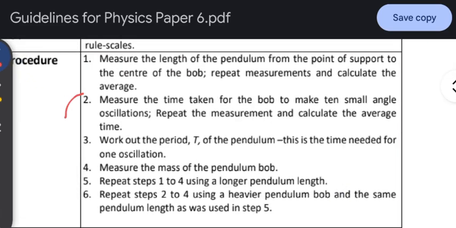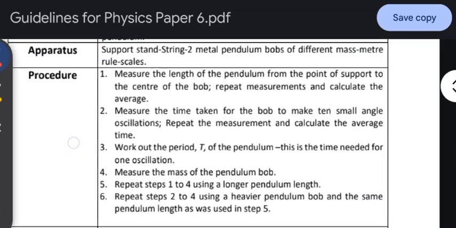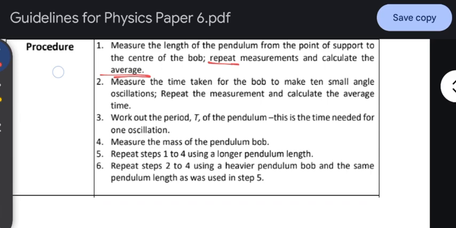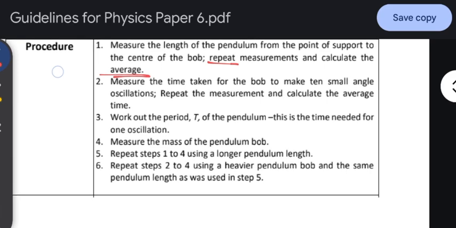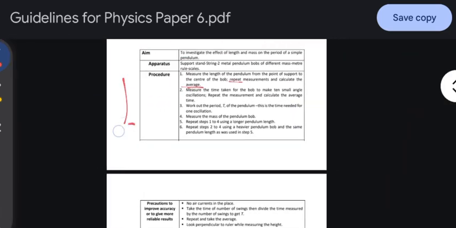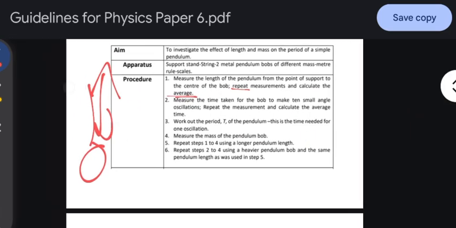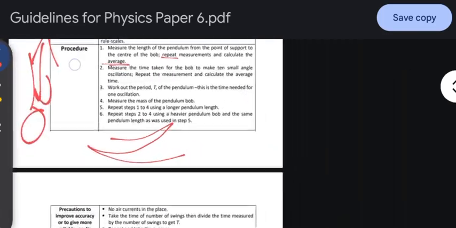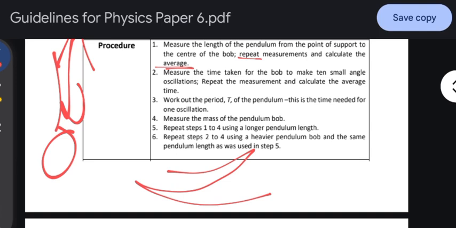Measure the length of the pendulum from the point of support to the center of the bob. Repeat measurements and calculate the average. Calculating the average is very important. Repeat and average must be your best friend throughout the paper. Okay, measure the time taken for the bob to make 10 small angle oscillations. Repeat the measurement and calculate the average time. I hope you're getting it. You first measure the length of the string, and then you move the pendulum. For how long? For 10 oscillations, so that makes 10 small angle oscillations, and then repeat the measurement and calculate the average time. Of course, you will repeat for this too. Okay, and then you find the average.